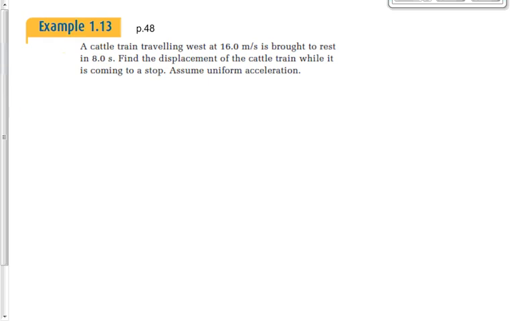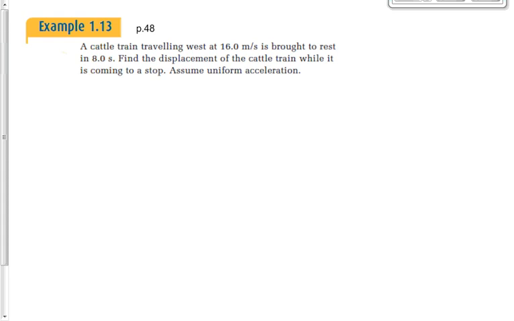1.13 on page 48. This one says a cattle train traveling west at 16 meters per second is brought to rest in 8 seconds. What's the displacement of the cattle train while it's coming to a stop? Remember what we said? When we read these questions, we've got to take a step back and look at the whole question. Look at the big picture. Don't just write down your givens. That's really important, but it's even more important to look at the question. Don't get tunnel vision on just the givens here.